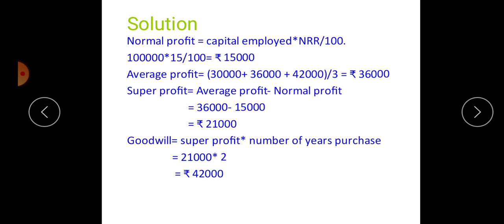Normal profit is capital employed multiplied by normal rate of return, so 1 lakh multiplied by 15% is 15,000 rupees. Average profit is the total of the 3 years profit divided by 3, that is 36,000 rupees. Super profit will be calculated by finding the difference between average profit and normal profit. 36,000 minus 15,000 is equal to 21,000 rupees. Goodwill is 2 years purchase of super profit. 21,000 multiplied by 2 is 42,000 rupees.